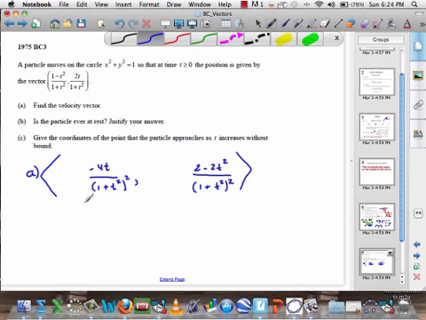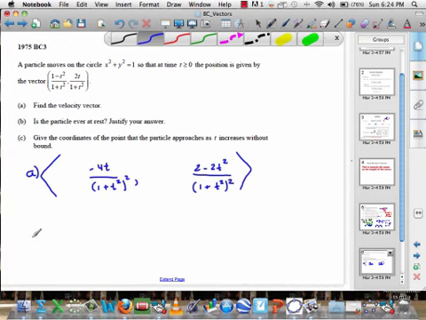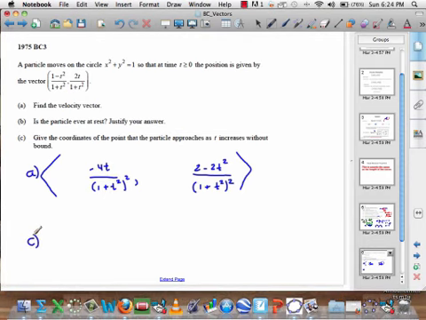We can see from the first component that at t equals 0, the particle will be at rest in the horizontal direction, but t equals 0 does not make the second component 0, so the particle is never at rest. I would say that's because dx/dt and dy/dt are not 0 at the same moment. Alright, and then part C: give the coordinates of the point that the particle approaches as t increases without bound.